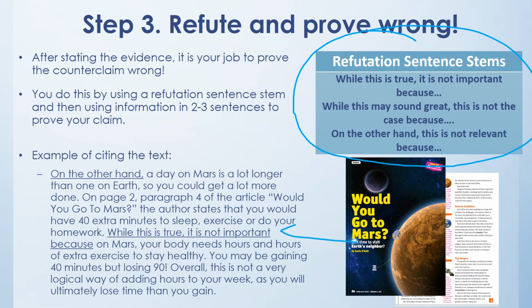So, on the other hand, a day on Mars is a lot longer than one on Earth. So, you can get a lot more done. On page 2, paragraph 4 of the article, Would You Like to Go to Mars?, the author states that you would have 40 extra minutes to sleep, exercise, or do your homework. While this may be true, it is not important because, now I'm explaining, on Mars your body needs hours and hours of exercise to stay healthy. You may be gaining 40 minutes but losing 90. Overall, this is not a very logical way of adding hours to your week, as you will be ultimately losing time that you think you gain.